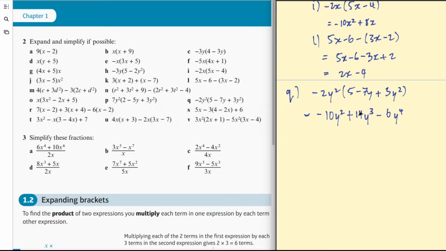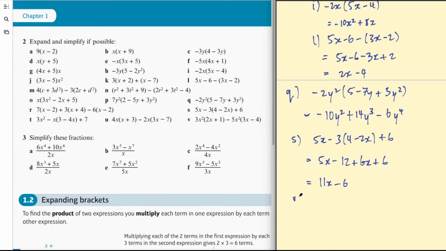So Q, we don't have to simplify anything here because we don't have like terms. So we're on to S. We have 5x take 3, 4 take 2x plus 6. We need to expand these brackets, so we'll have 5x take 12 plus 6x plus 6. And then simplifying further, 5x plus 6x is 11x, negative 12 plus 6 is negative 6.